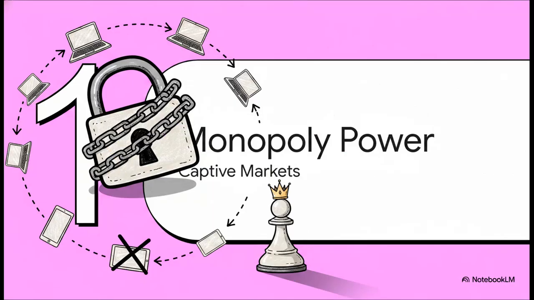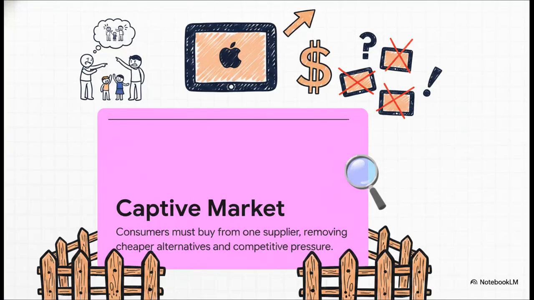All right, starting with part 1. Monopoly power and captive markets. So when schools mandate a specific device from one specific vendor, they're effectively creating what economists call a captive market for families. And think about how jarring that actually is compared to our everyday lives. In a normal market, if a tablet costs too much, what do you do? You just walk down the street to a different store, or you pick a different brand, you vote with your wallet. But here, that freedom is completely stripped away.